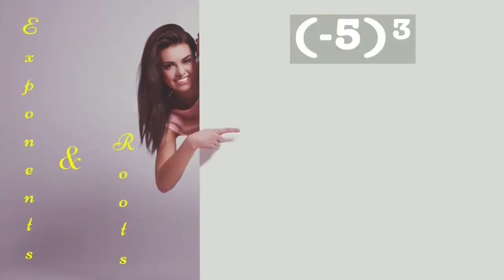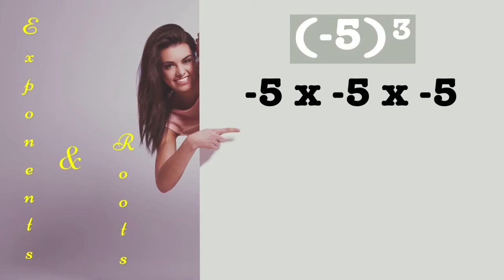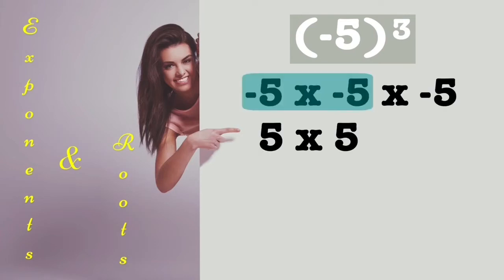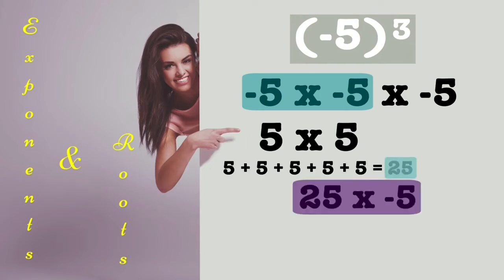Finally, let's talk about what happens when you have a negative base with an odd exponent like this. Negative 5 to the power of 3, or negative 5 cubed. So we start by taking negative 5 times negative 5. A negative times another negative becomes a positive. Now we take 25 times negative 5. A positive number times a negative number results in a negative number.